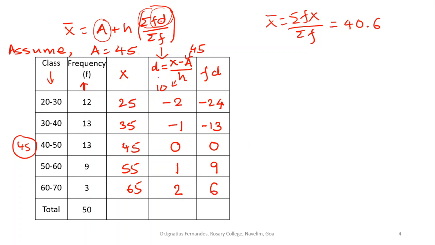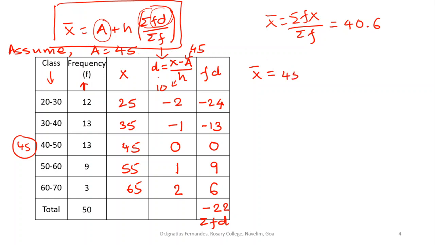What we want is summation fd, so we have to add all these values: minus 24 minus 13 plus 0 plus 9 plus 6. This will come to minus 22. So this is our summation fd. Once I have found this, I substitute in the formula, which we wrote here.